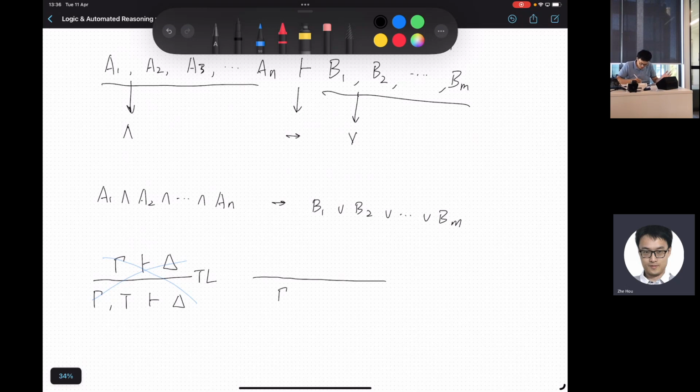What about when we have truth on the right-hand side? That says from something you can imply that truth or this delta. And the rule says that if you have that in the conclusion, then you can finish your proof.